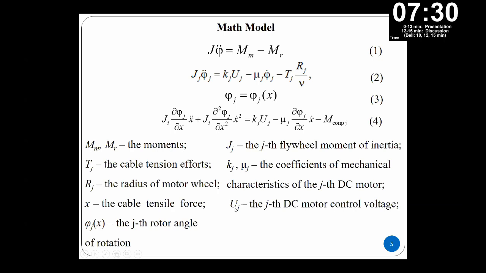In this case, for example, the control parameter U is the G's DC motor control voltage. For DC motors of independent excitation, U is the voltage applied to the armature circuits. For an asynchronous motor, U is the voltage applied to the stator winding. For an internal combustion engine, U is the fuel supply. Ka and mu are the coefficients of the mechanical characteristics of the G's DC motor.